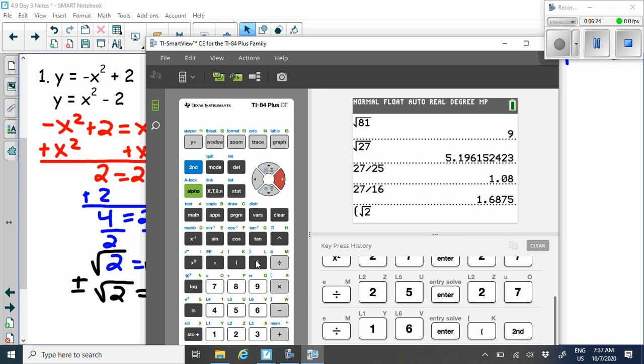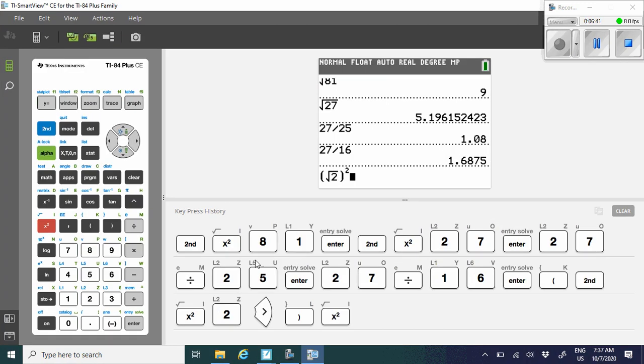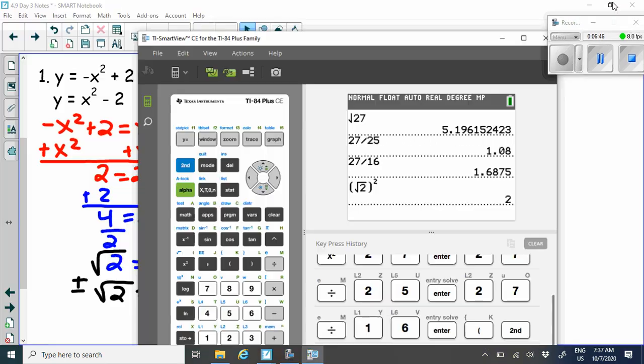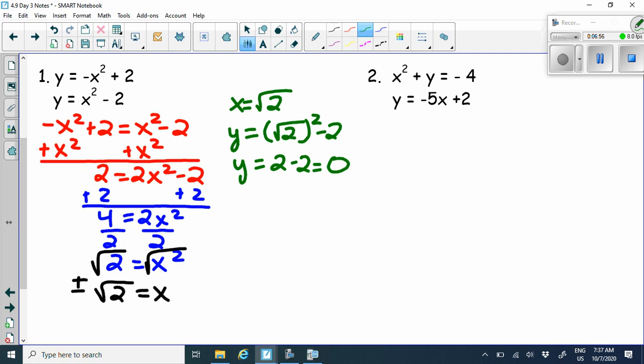And then for those with scientific, you will have to do 2 sets of parentheses because there will be another parentheses here for the square root of 2. But if you're using a graphing calculator, you just need 1. So then we do squared, and then we will press enter. And we get 2 here, okay? So we have y equals 2 minus 2, which just gives us 0. Okay, now let's go ahead and do the next one.